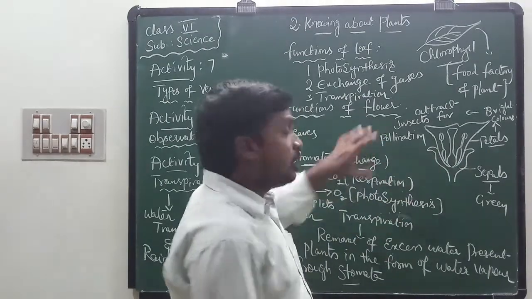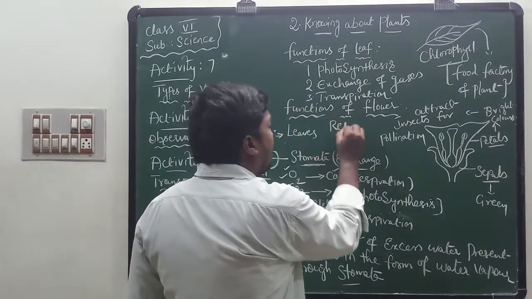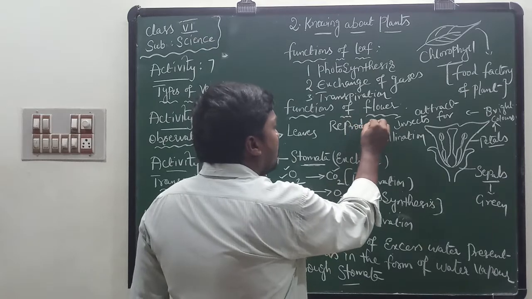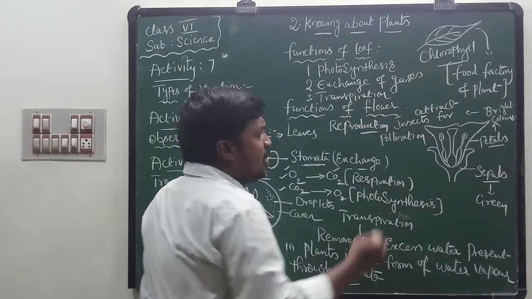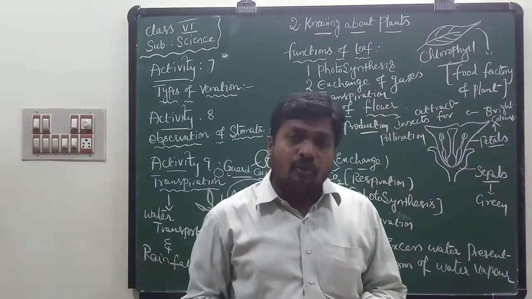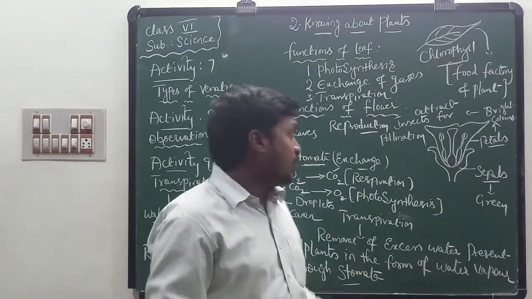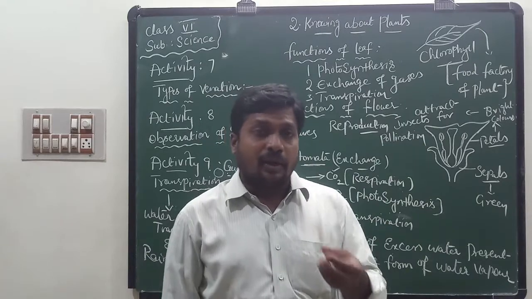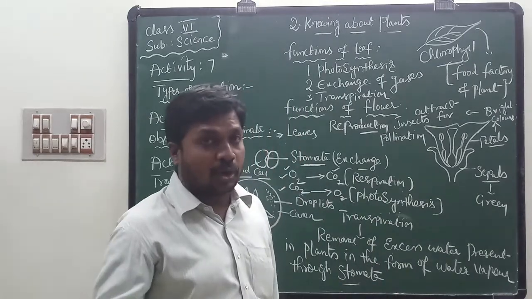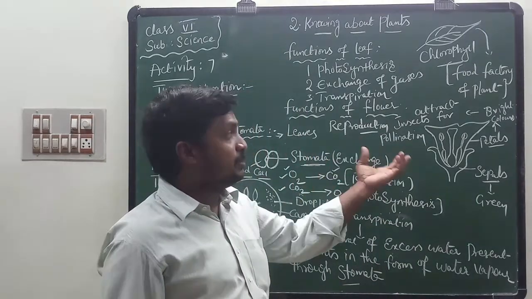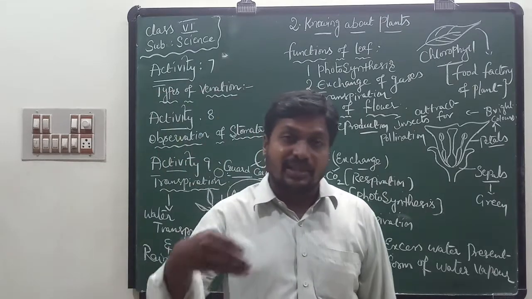Flower is the organ which helps to perform reproduction. What is meant by reproduction? What is meant by pollination? We will discuss in the next class, that is 7th class. The topic will be reproduction in plants. I will explain what is meant by reproduction and what is meant by pollination in the next 7th class.